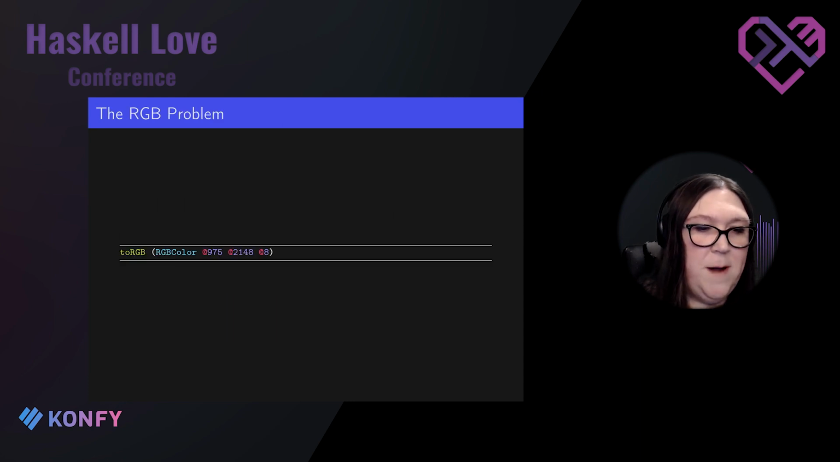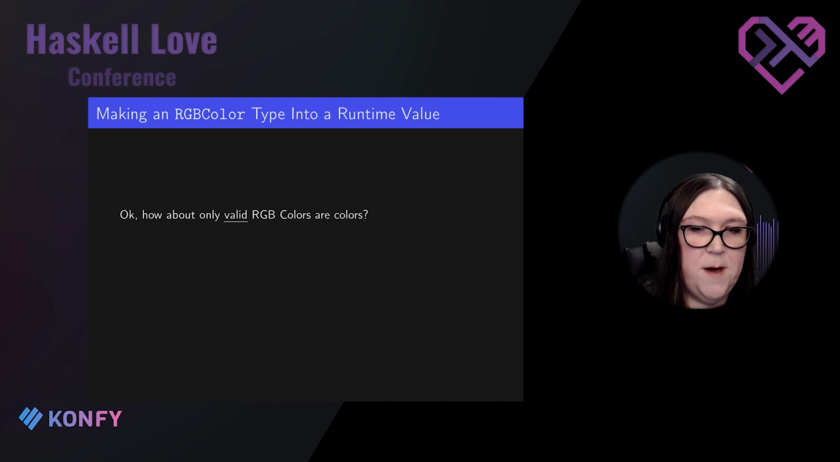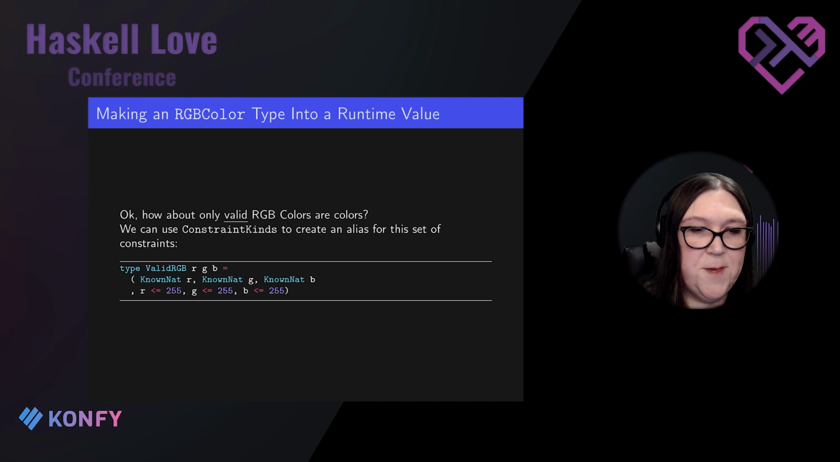But to write one for RGB color, we're going to run into a problem because I could call toRGB on, like, give me 975 red, 2148 green, 8 blue. These are not valid numbers for a color, right? We're using 8 bits per color channel. So really 0 to 255, that's our limit. So we need to make this only work for valid RGB colors.